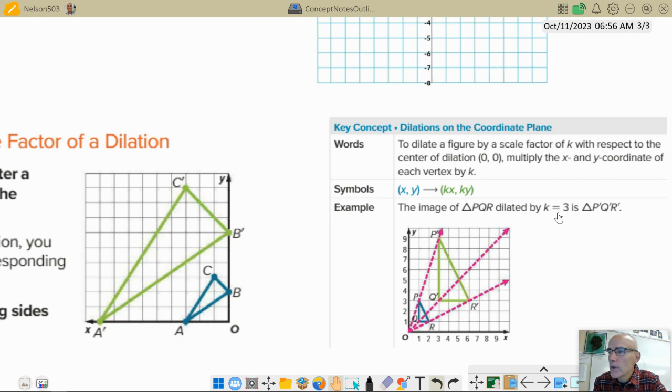And all you have to do is multiply each one of the coordinates, whatever the coordinates are of Q, whatever the coordinates are of P, whatever they are at R. You multiply all those numbers by 3, and that gives you new coordinates for the image.